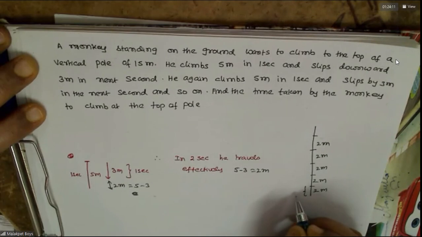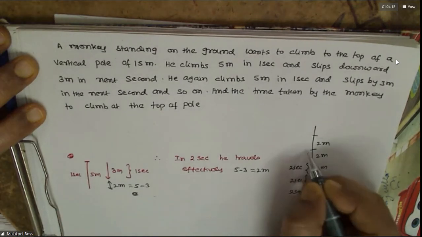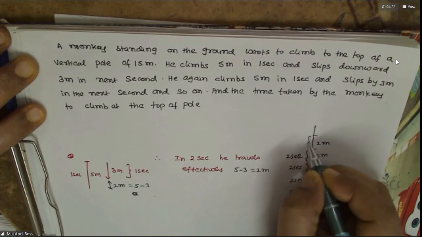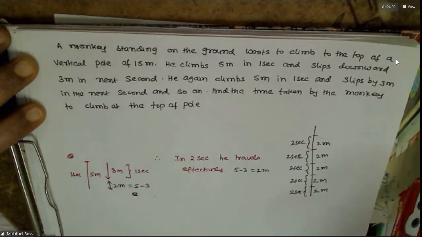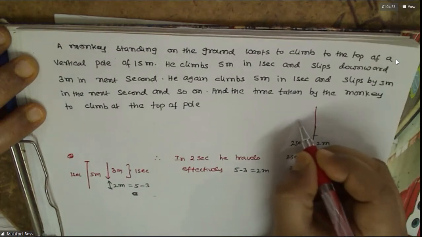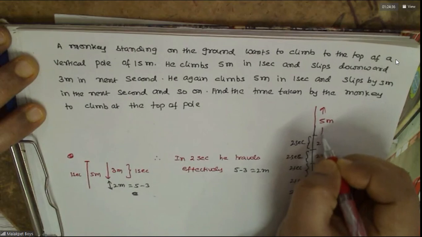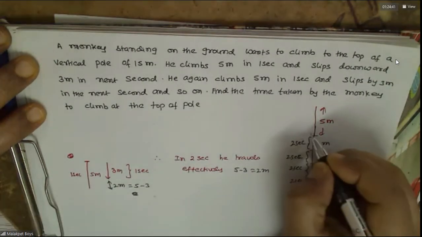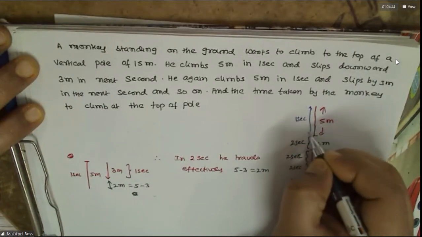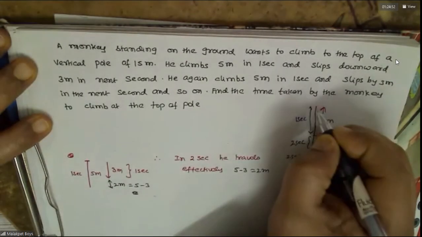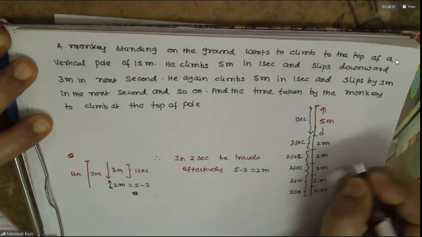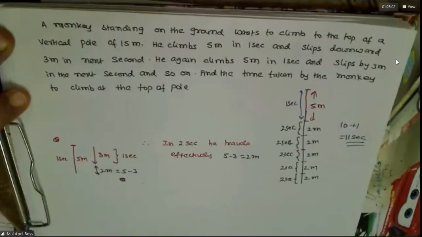So this is how much? 2 seconds. Do you agree with this? Now how much it has traveled? 10 meters has traveled. More how much is there? 5 meters. Now you can see in 1 second he will reach that or not? He goes 5 meters in 1 second. Now he reaches the top. So total time is how much? 11. This is what is called logic. Understood this?